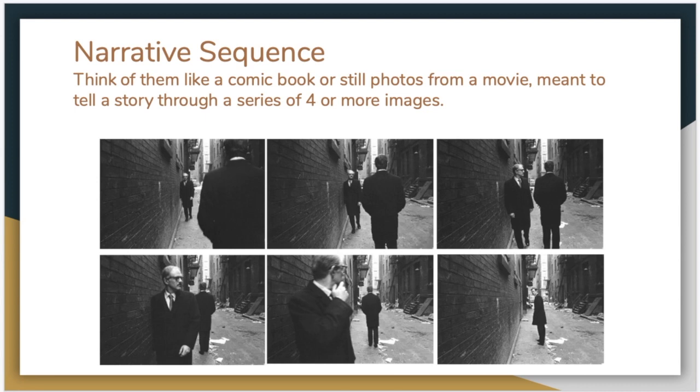This is the narrative sequence. I like to think of this one as a comic book, or like frames from a movie where you paused it and went frame by frame. What you're trying to do with this one is tell a story. It needs to be a minimum of 4. The one in front of you right now is 6. It shows this man walking down an alleyway, and they both look at each other like they recognize each other. It's like when you look at somebody and you just miss them, okay?